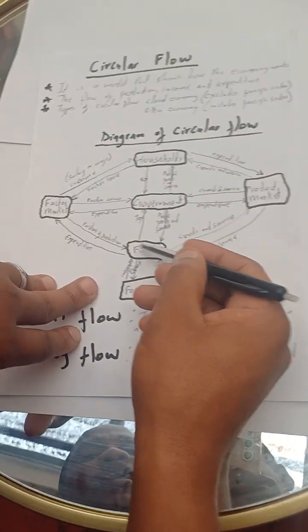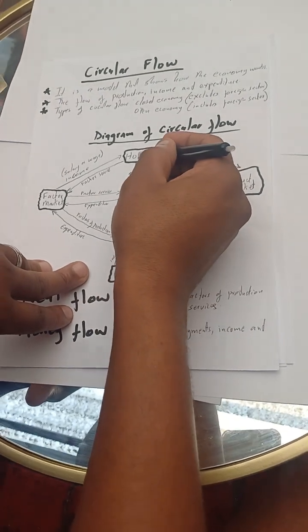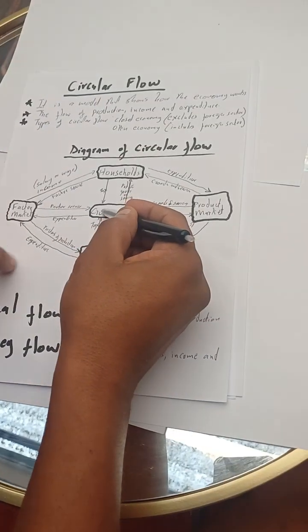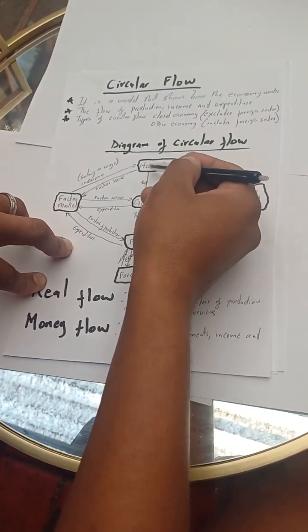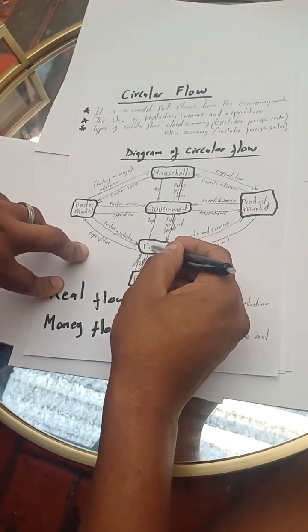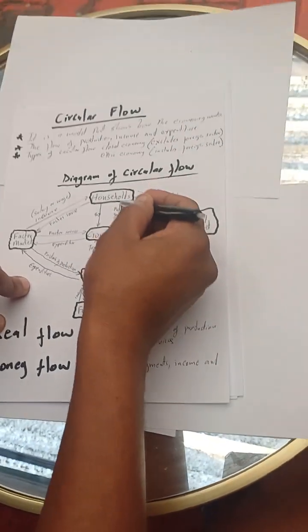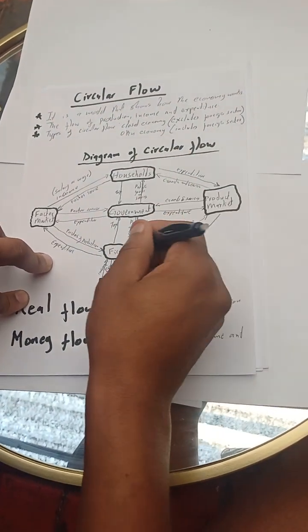As you can see, the arrow from the firms to the government, then the arrow from the household to the government. Meaning the arrows show that government receives tax, which is its money, from the household and from the firms. And that makes it easy for them to provide the public goods and services to the household and to the firms.